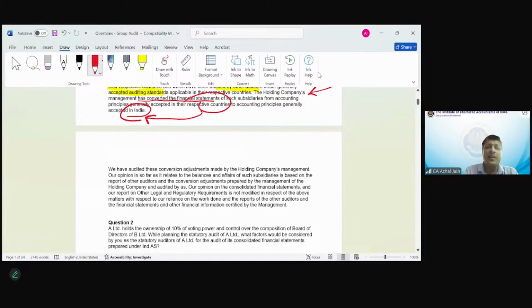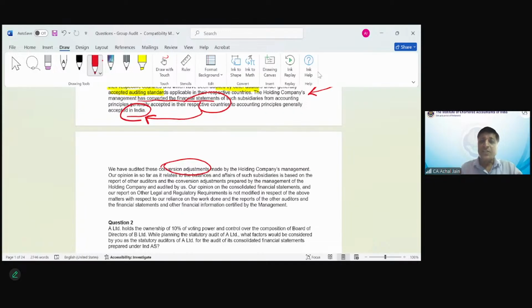We have audited the conversion adjustments. Okay, "our opinion insofar as it relates to the balances, affairs of such subsidiaries is based on the report of other auditors and conversion adjustments prepared by the management audited by us. Our opinion on CFS is not modified in respect of our matters." Why? Because eventually that is the responsibility of the parent auditor only. Yes or no? Clear? Everyone clear?